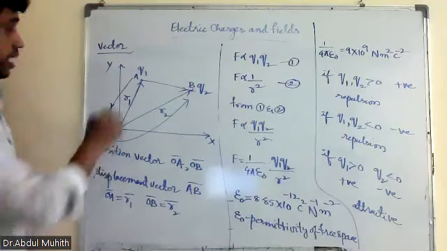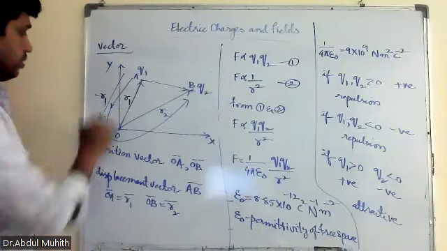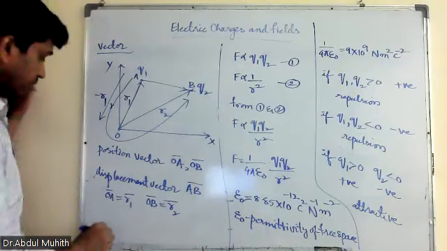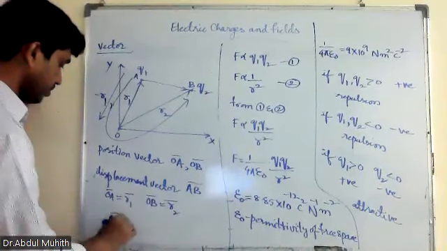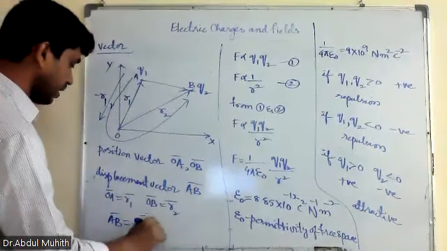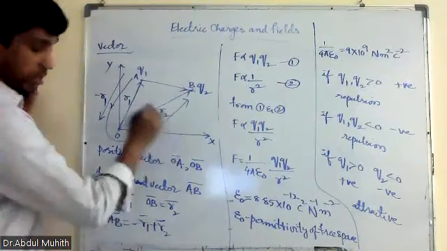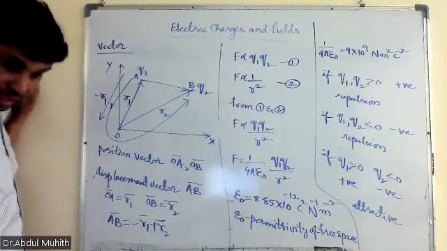Now you have to go in this way. This arrow and this arrow are in the same direction, but this arrow and this arrow are in the opposite direction. So I'm changing the direction of the vector. This will become minus R1. So here AB is equal to minus R1 plus R2. This we can write as R12.